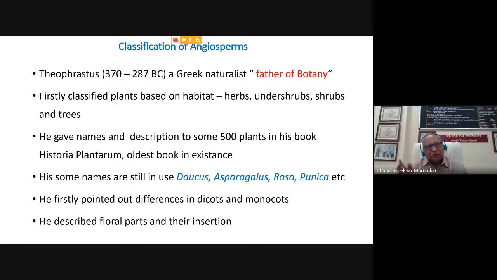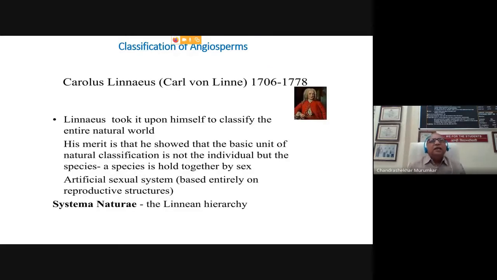After Theophrastus, the father of botany, the major contribution in plant classification was made by Carl Linnaeus. Carl Linnaeus was a Swedish botanist. Actually, he was a student of medicine, and he wrote the first treatise of plants, and that's why Linnaeus is called the father of modern botany, or the father of taxonomy. He proposed the first concrete classification system at that time.